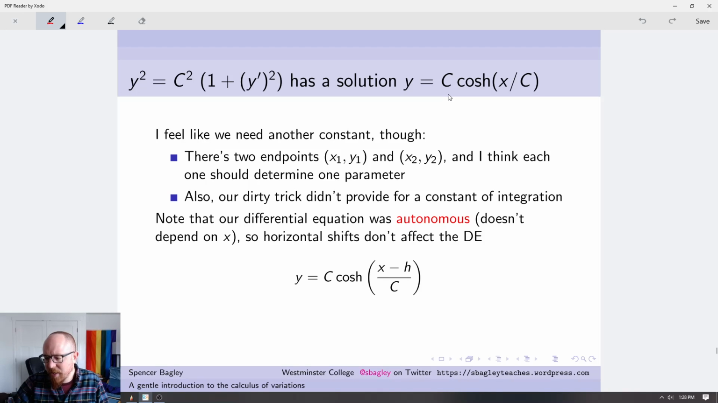And so I'm actually going to guess this, and I'm going to let you pause and think for a second about how the calculation on the previous slide would change if there was an x minus h here. The answer is it kind of doesn't. And so you can check that this will also satisfy this differential equation. This is another fun dirty trick. If your differential equation is autonomous and you don't know where your constant of integration is going to go, see if just shifting the independent variable works.